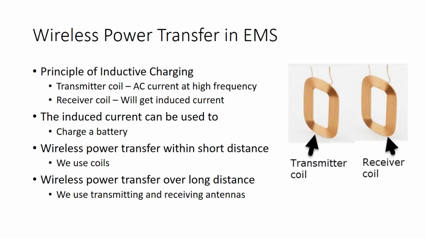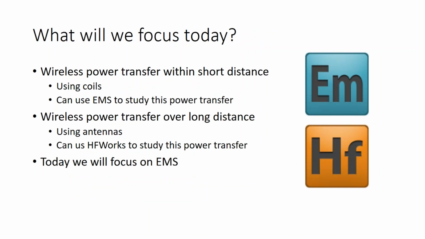If you have to transmit power over long distance, then you can accomplish the same using what are called antennas. For both these problems, our company, Electromagnetic Works, has a solution, and we will look at what can be used depending on your application. So what we will focus on in today's presentation is wireless power transfer within short distances. And this can be accomplished, as I said before, using coils. The program that we can use to study this is called EMS for SolidWorks.